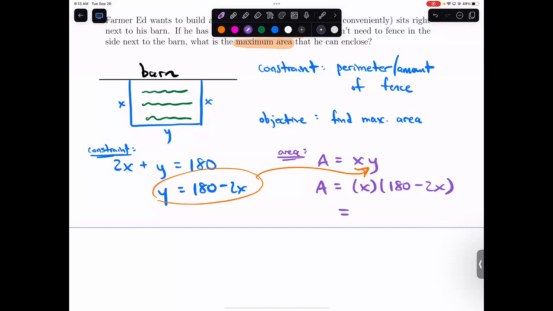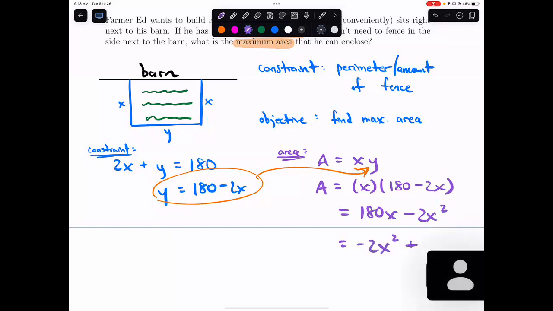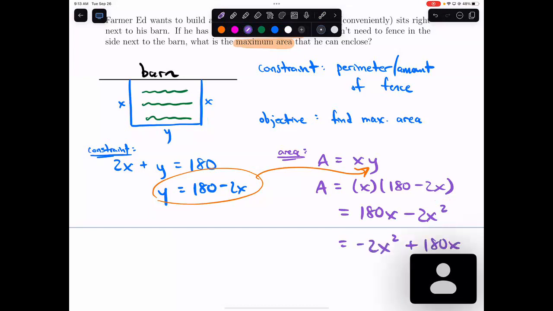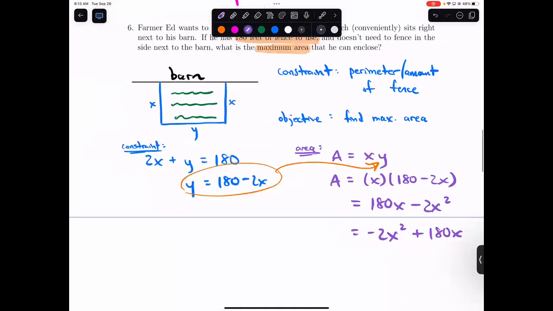Okay, and now there's some algebra that looks like it ought to be done over here, right? Distribute that x. Just for emphasis, I'm going to rearrange.